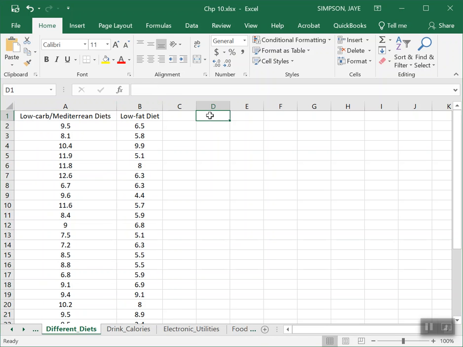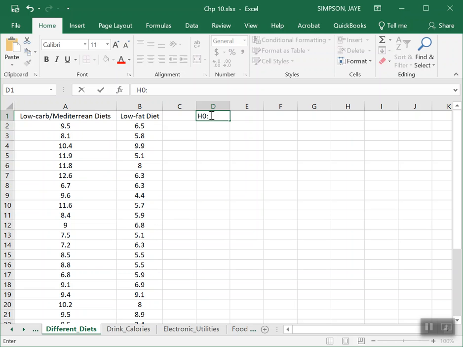So first of all, we're asked to set up the hypothesis to test the claim that the mean weight loss for those on the low-carb diet is greater than the mean weight loss for those on the low-fat diet. So the test is hypothesizing that the low-carb dieters lose more weight than the low-fat dieters. So first of all, we need to set up our null hypothesis. So H0, our null hypothesis. So our hypothesis is that A, or the low-carb diet, is greater than B.